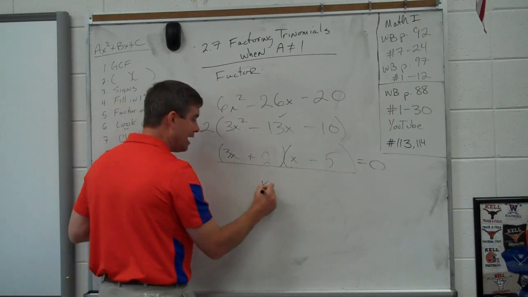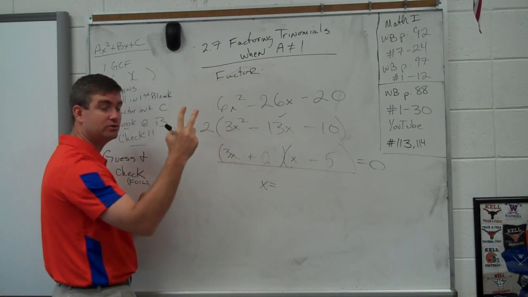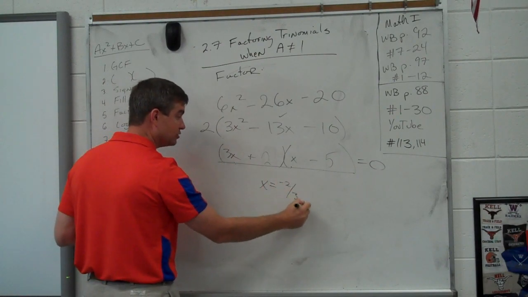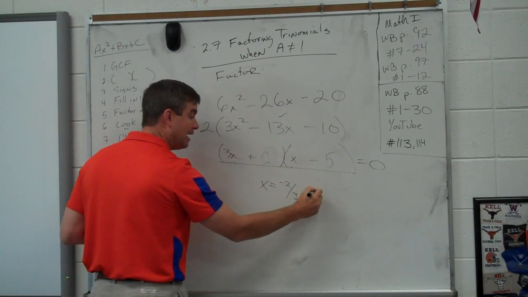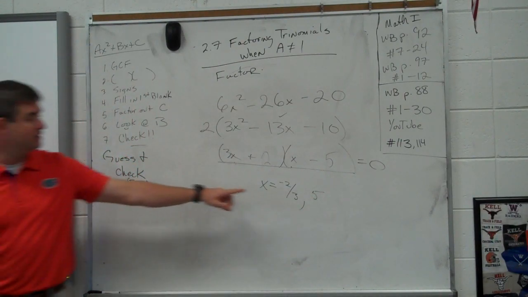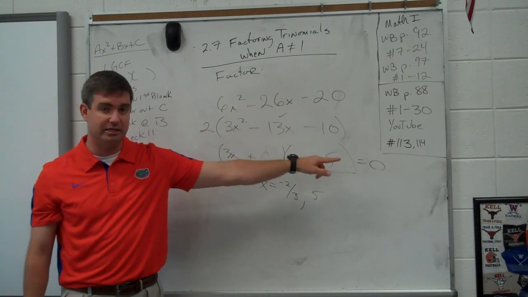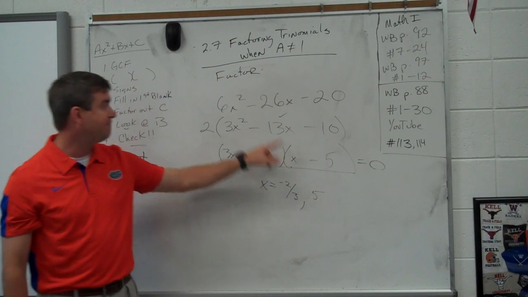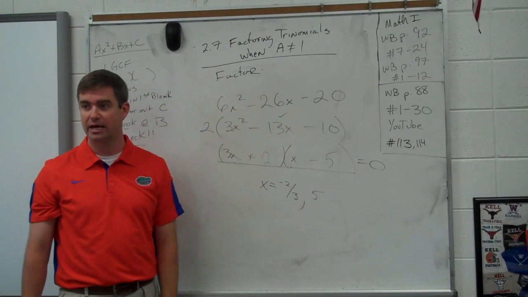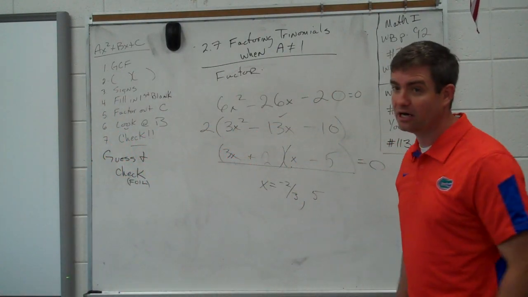What is x equal? How many answers are you going to get? Two. You've got 2 x's, you're going to get 2 answers. So what is x equal here? Negative 2/3. What is x equal here? Positive 5. Negative 2/3 and positive 5. If I took negative 2/3 and plugged it in there and there, it would equal 0. If I took positive 5 and plugged it in there and there, it would equal 0. If it was set equal to 0 to begin with, and it said solve, both of these answers would work.